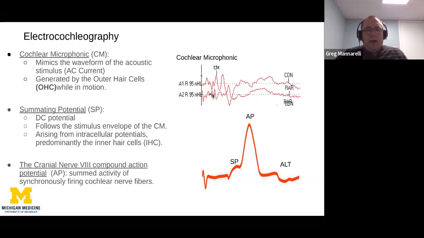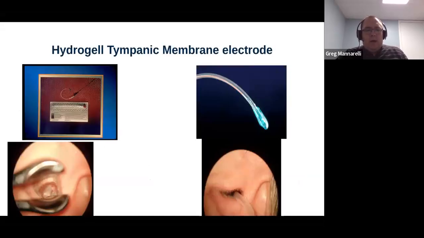And then the last response is the cranial nerve 8 compound action potential, which is summed activity from synchronously firing cochlear nerve fibers. That is synonymous with wave 1 of the ABR response. And so typically this ECOG response at the bottom here is what we're going to be looking at in most of the other pictures we see today. And this is going to be generated by using an alternating response that alternates between rarefaction and condensation stimuli.